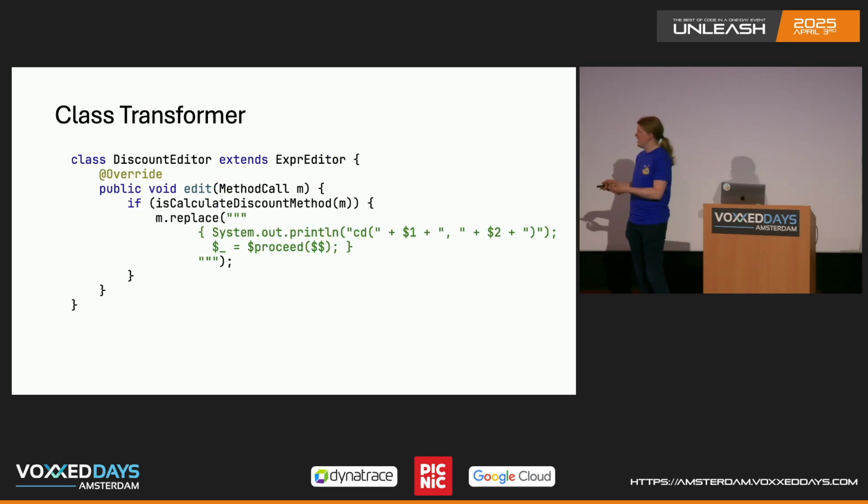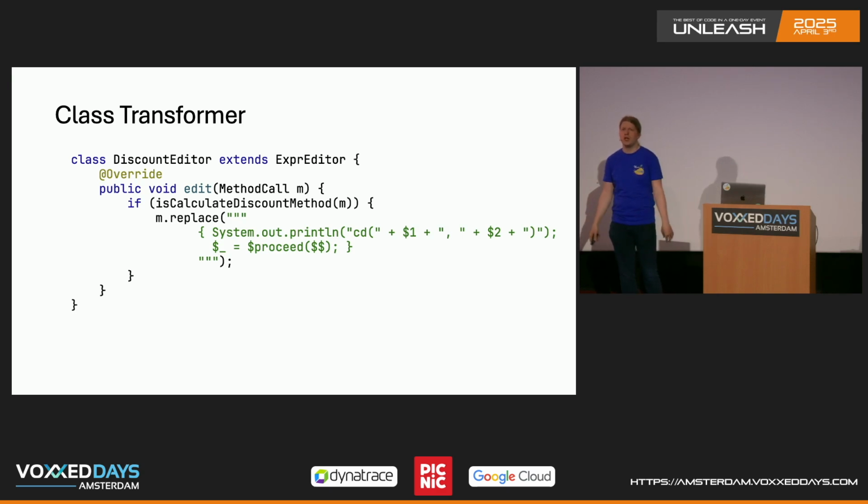So how does it work? It's really pretty simple. We just check, oh, is this a method call that we care about? So is this the method call of calculateDiscount? And if so, we replace this method call. And what you see here, we have our System.out.println. The dollar signs, like $1, is the first argument, $2 is the second argument. Then, because this expression has a return value, we store it in $_, and then we just call the method call itself with its arguments here, and that's all. And we have an instrumentation agent in under 100 lines of code, and that's pretty helpful.